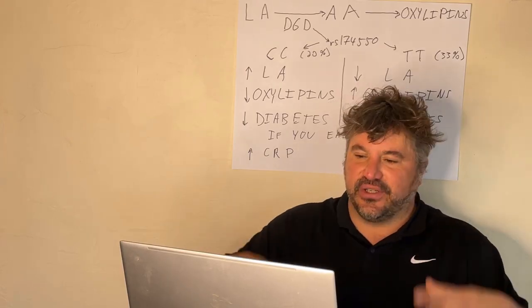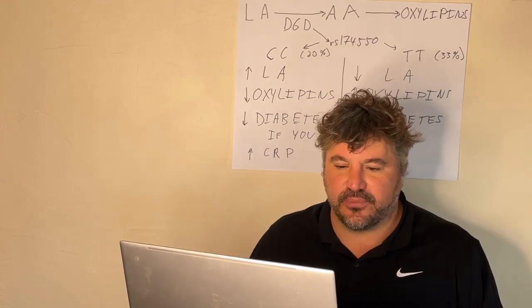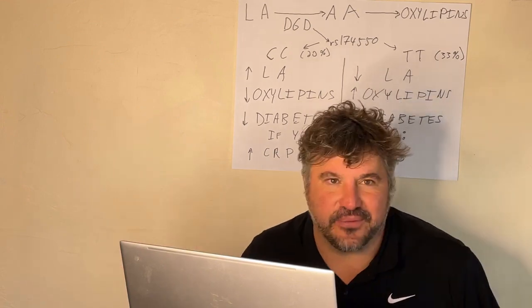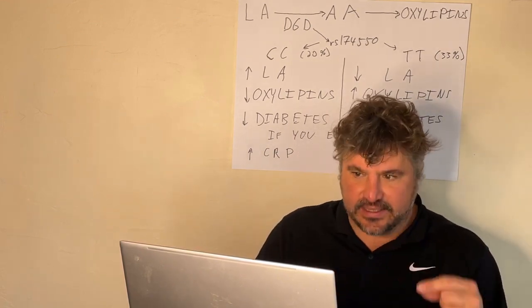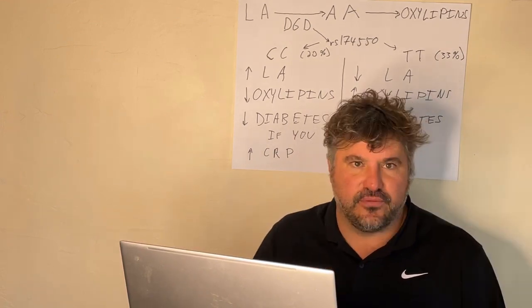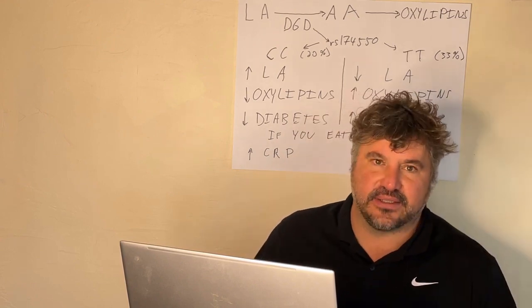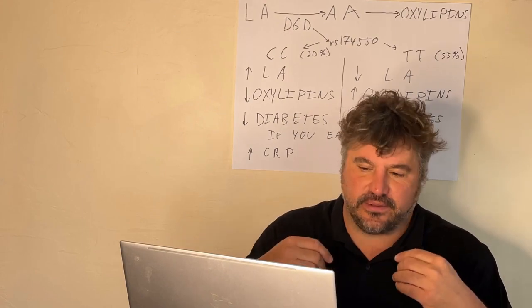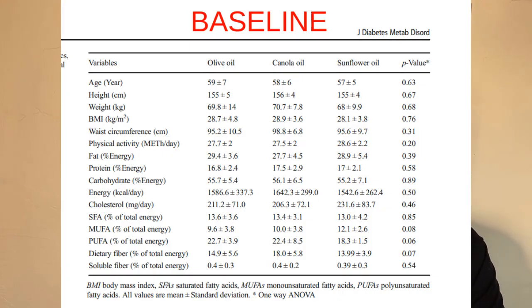So this study actually gives us baseline consumption of PUFAs and MUFAs. So that's great. We actually have something to compare it to. And what he says is this study is comparing olive oil to canola oil, and in fact, there is a drop in CRP. But the thing is, there's a third group in this study that he doesn't mention, and that group is given sunflower oil. And we can see the baseline diet.